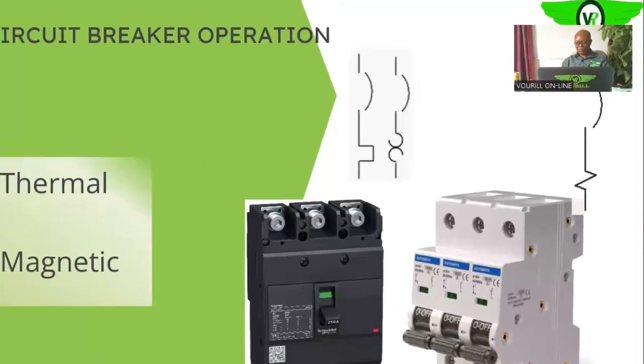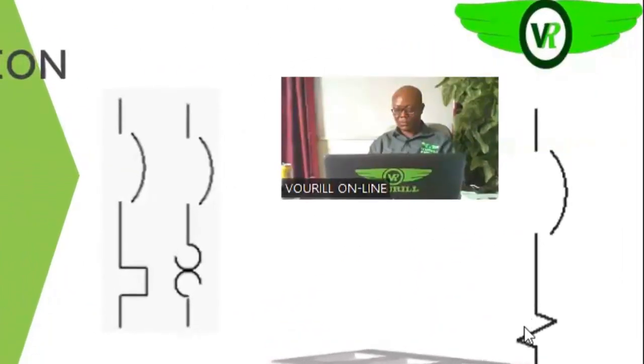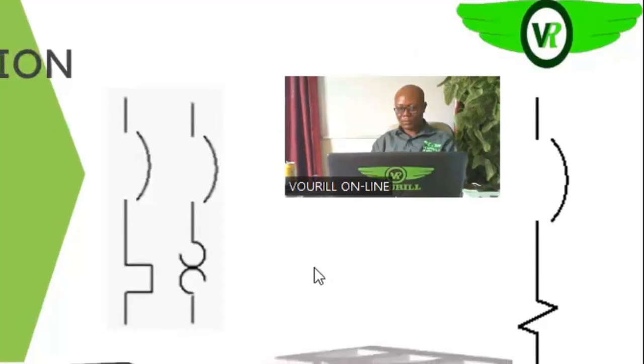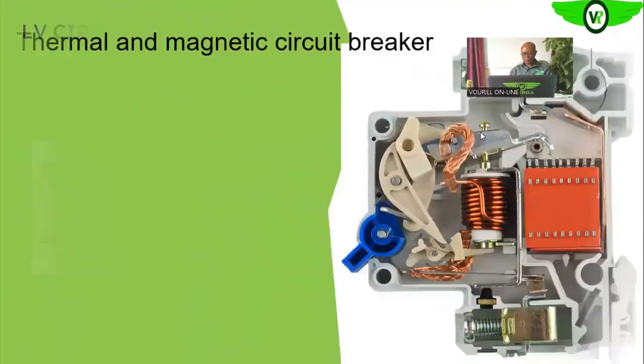As you see on the right, this is how the magnetic trip element in the circuit breaker is represented. This is the circuit breaker also. So what we have here is the magnetic circuit breaker. This is the symbol, and this is how you see it in your electrical diagrams.